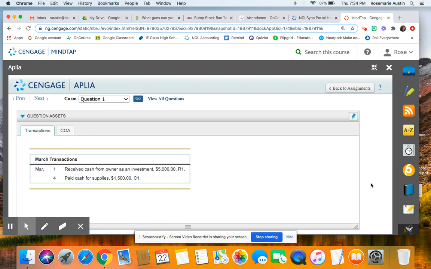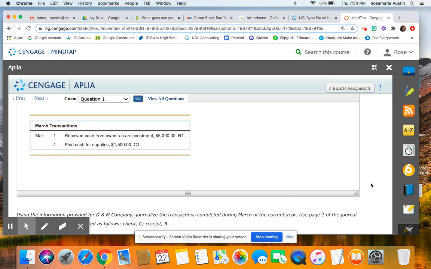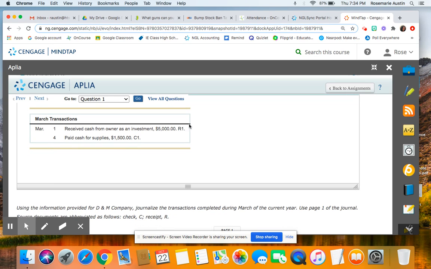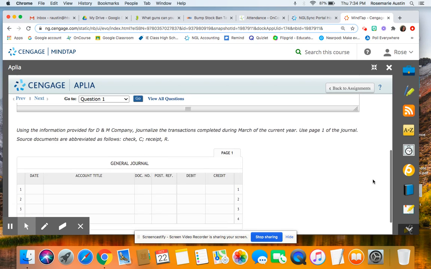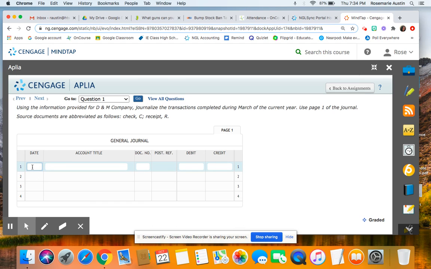Okay, so the first one is March 1st, received cash from owner as an investment, $5,000, and the source document that is listed there, it's always going to be at the end of each entry, is R1. R stands for receipt. All right, so I'm going to come down here and we're just going to enter the date first. And even though you're not used to abbreviating March, this is what this publisher does. So you just kind of have to enter it. You'll get used to it. You have to enter things the way the publisher is looking for, or else the red ink will come up and it'll tell you that you're entering it incorrectly.